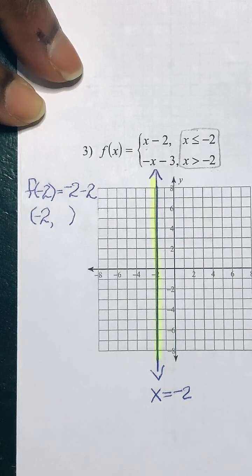Okay, someone saying -2. So we got -2, -4. Okay, we got 2. We got +4.